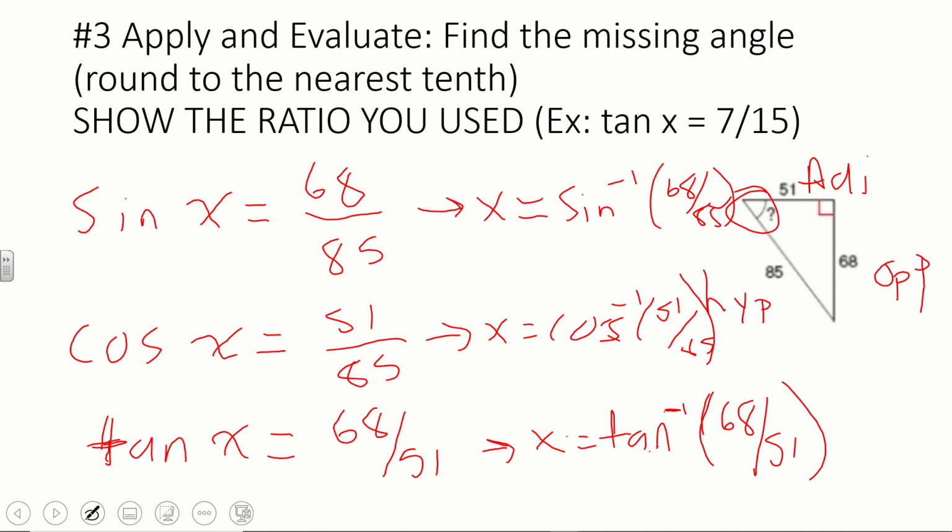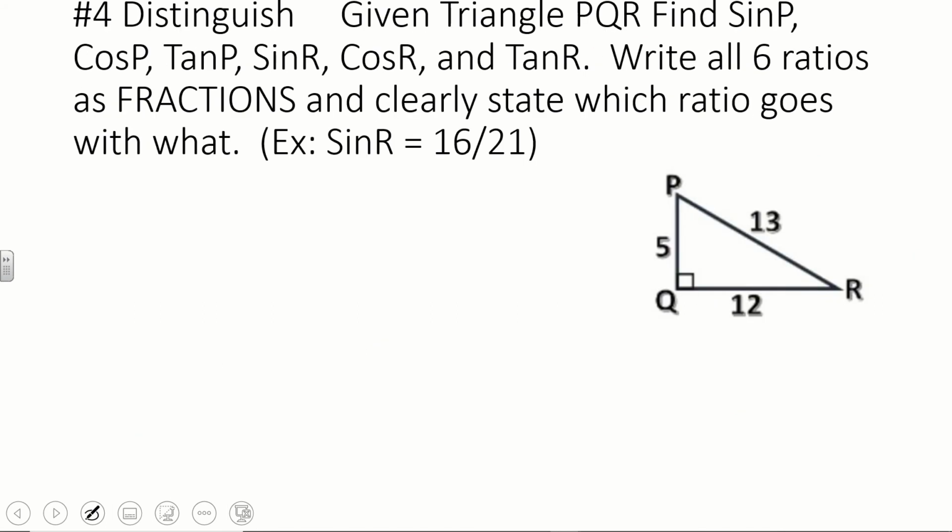And it didn't matter which one of these three ratios you used. If you had the ratios correct, you would get the same measure of the angle, which to the nearest tenth was 53.1 degrees. So those were the three questions that made up your apply and evaluate competency. The next competency was distinguish.